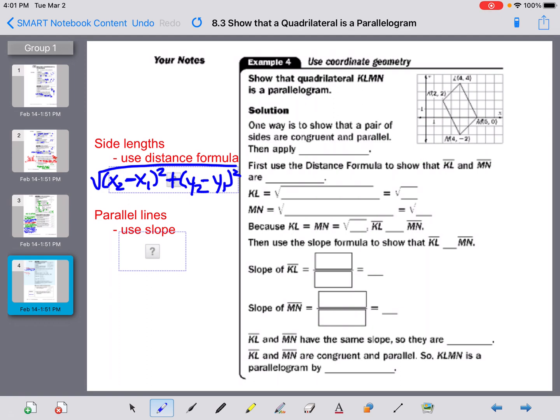If I'm doing parallel lines, I'm using slopes. So you can use the formula y2 minus y1 over x2 minus x1. Or, don't forget, you can count them, right? If you count up, it's positive. If you count down, it's negative. If you count to the right, it's positive. If you count to the left, it's negative. Remember, it's rise over run, so you go up and down first, left or right second when you count those. It says show that this quadrilateral is a parallelogram.